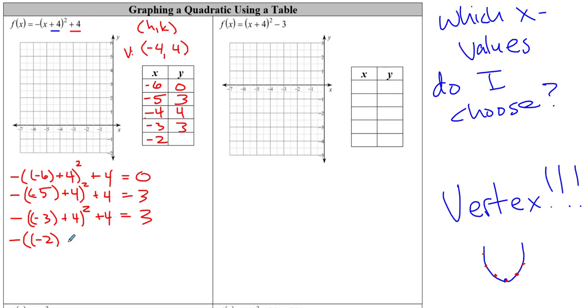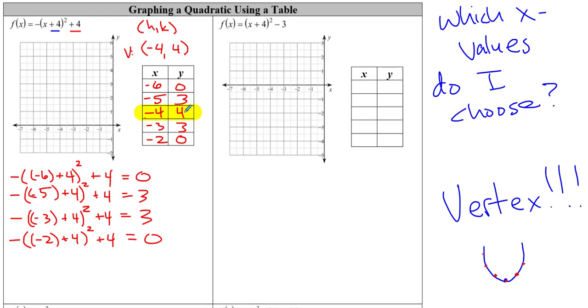Maybe. Let's see it. Negative 2 plus 4 squared plus 4. If I number crunch these correctly, I get 0. Oh, what do you know? If we take a look, let me highlight this. Boom, that's my vertex. Going to the left, we went 3, then 0. Going to the right, we went 3, then 0. Yes, there is a pattern, and there should be because we have this thing called symmetry.